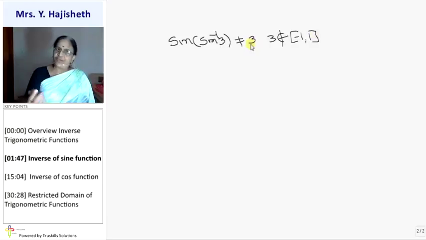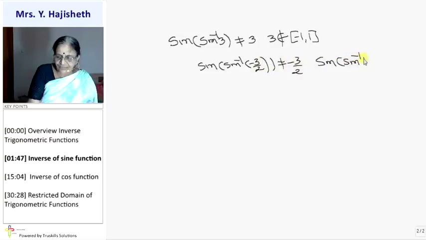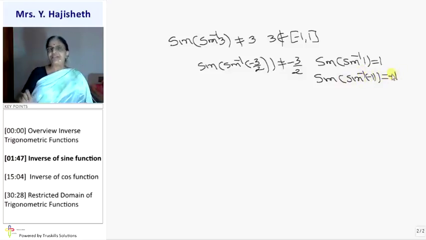Sine of sine inverse 1 half is 1 half. Sine of sine inverse 3 is not 3, bas. 3 ko hum modify nahi kar sakte. Sine of sine inverse minus 3 by 2 is also not minus 3 by 2. But sine of sine inverse 1 is 1. Sine of sine inverse minus 1 is minus 1. Clear? So the sine inverse, cos inverse, tan inverse, they are the angle.